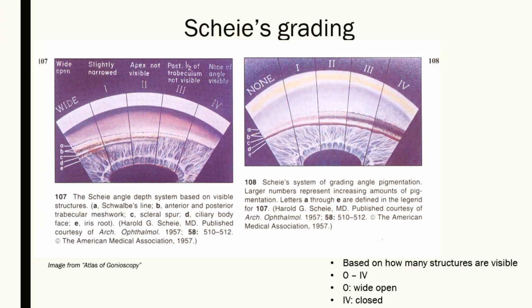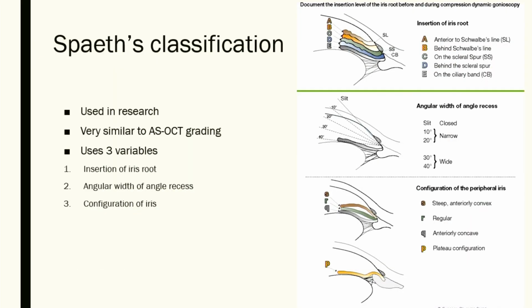Shaffer's grading, on the other hand, is based on how many angle structures you can identify. This is also 0 to 4, but contrary to Schaefer's, 0 is wide open, whereas 4 is closed. The Spaeth classification is used in research. It is very similar to the ASOCT grading, and here it uses 3 variables: the insertion of the iris root, the width of the angle recess, and the configuration of the peripheral iris.